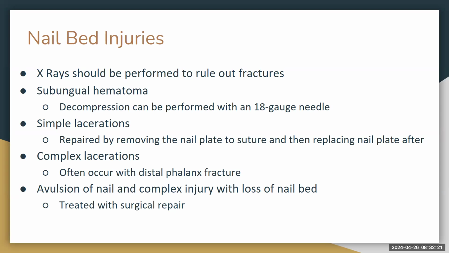Simple lacerations in the nail bed. You repair these by removing the nail plate to suture and then replacing the nail plate after, which sounds pretty painful. I imagine they give you some analgesic. And then complex lacerations, they often occur with a distal phalanx fracture. So again, x-rays, and then avulsion of the nail and nail complex injury with loss of nail bed, you can treat with surgical.